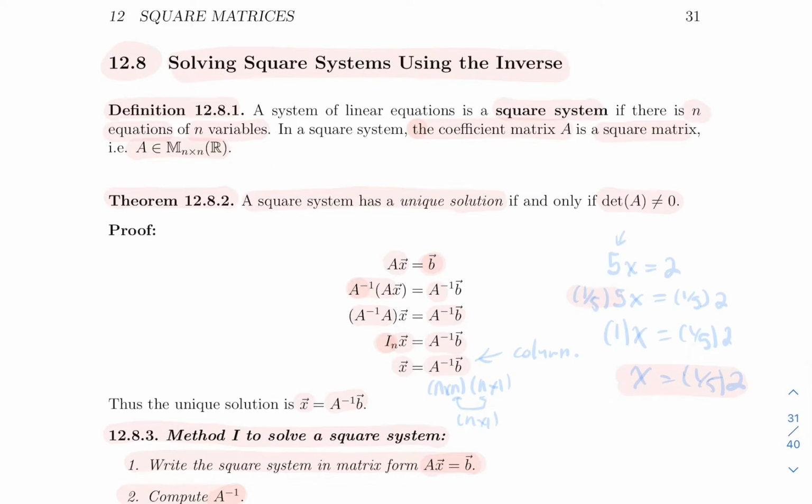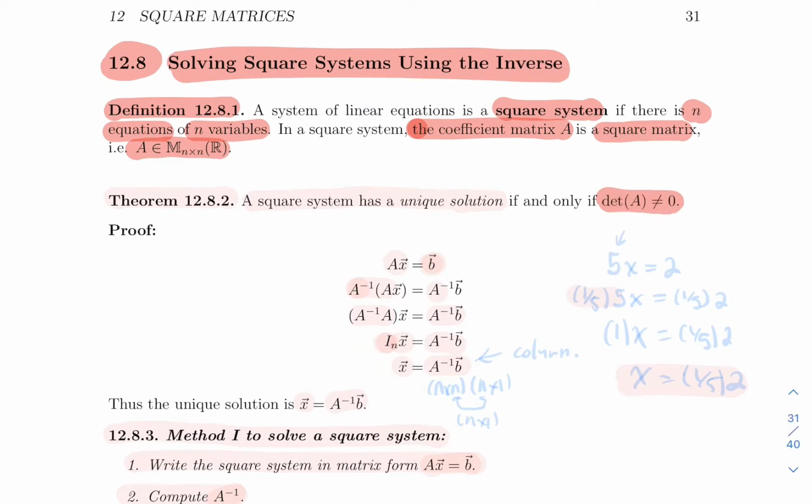All right, last important section for Unit 3, how to solve a square system using the inverse. So what is a square system of linear equations? Well, a system of linear equations is a square system if the system has n equations and n variables. So in other words, the coefficient matrix is a square matrix. And when we have square systems, if the determinant of A is not equal to 0, so this means that there's an inverse, then the square system always has a unique solution.